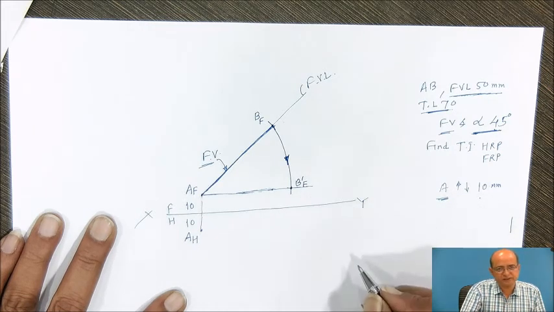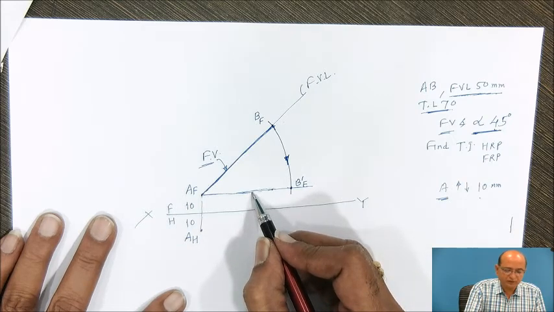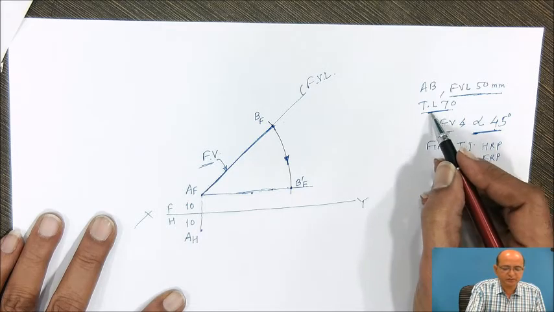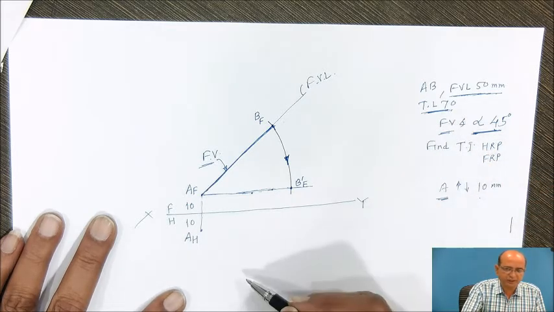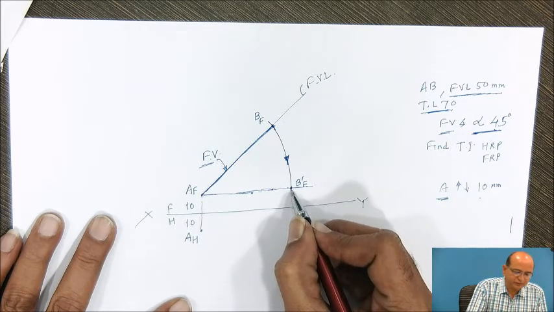So that is B dash F point. Now here the line is parallel, so this indicates true length in the adjacent view. The given true length is 70 mm, which can be marked on the top view side by drawing the projector of this B dash F.